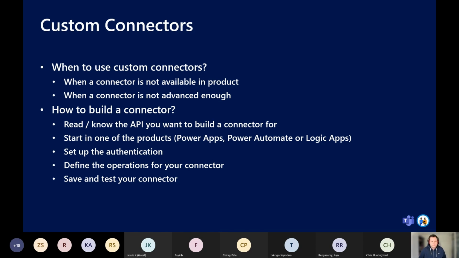You can start from one of the products. So you can go to make.powerapps.com, you can go to powerautomate.com, or you can go to Logic Apps and start the wizard there. Well, when you start the wizard, you need to set up the authentication. After that, you need to define the operations. So which actions do you want to have in your connector? Which triggers do you want to have in your connector? And then, of course, at the end, you want to save and test your connector because everybody likes a good working connector, so make sure to save and test. And then, of course, if you find something, you can change the operations again in your connector.